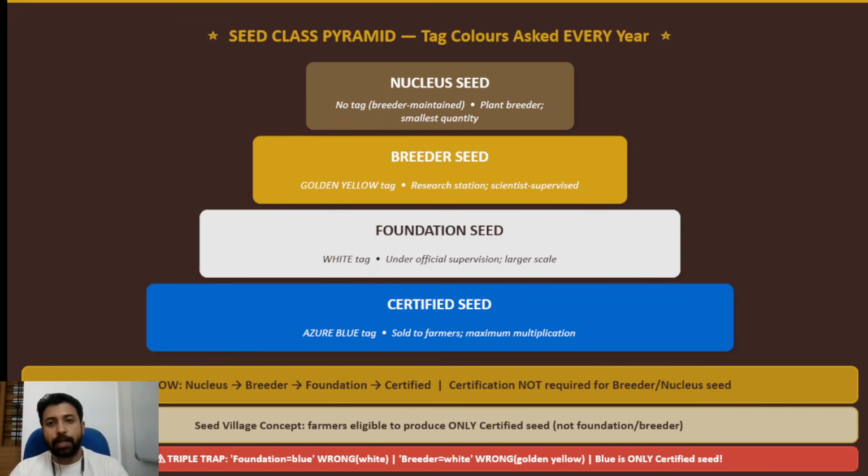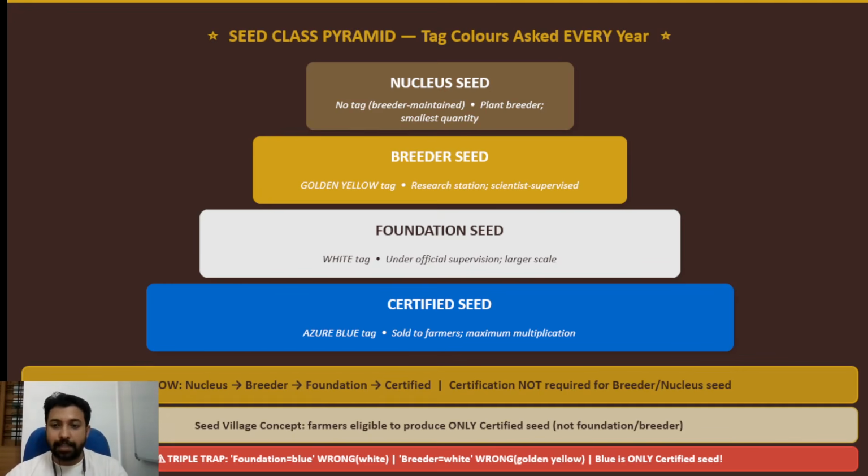That was one of the very important and most regularly asked question areas, as we told before. There are different categories of seeds, arranged in this order. You have nucleus seed, which is controlled by the breeder and is highly pure, followed by breeder seed. Nucleus seed doesn't have any tag because it doesn't come to the public; the breeder holds that small quantity of the purest seed. Breeder seed comes out to the research station level and scientists supervise its production. Breeder seed has a golden yellow tag.